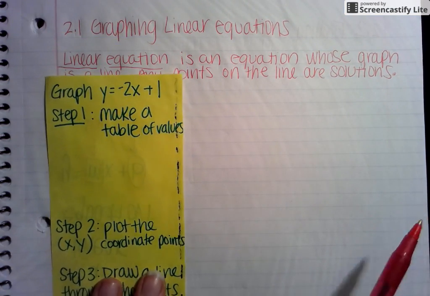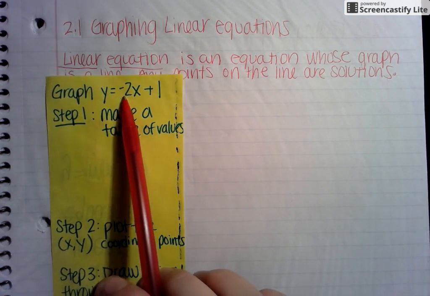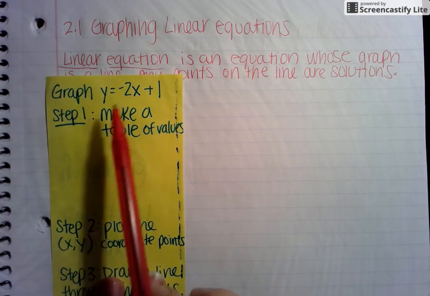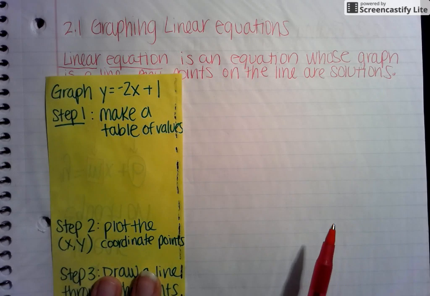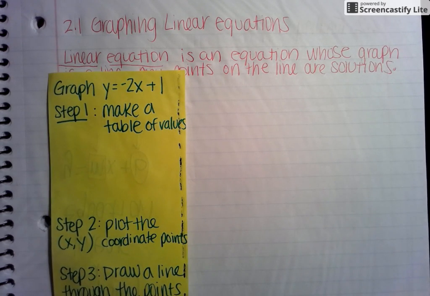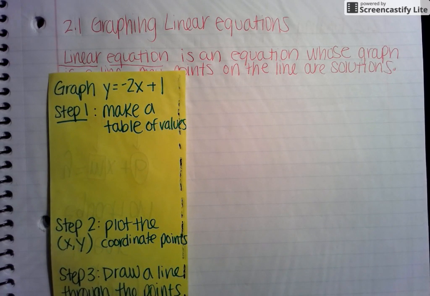So we are going to graph y equals negative 2x plus 1. Our first step is to make a table of values. When we make our table of values, you're going to pick either 2 or 3 points, because 2 points are what make a line. In this case, I'm going to choose 3 just so we can see what I mean.